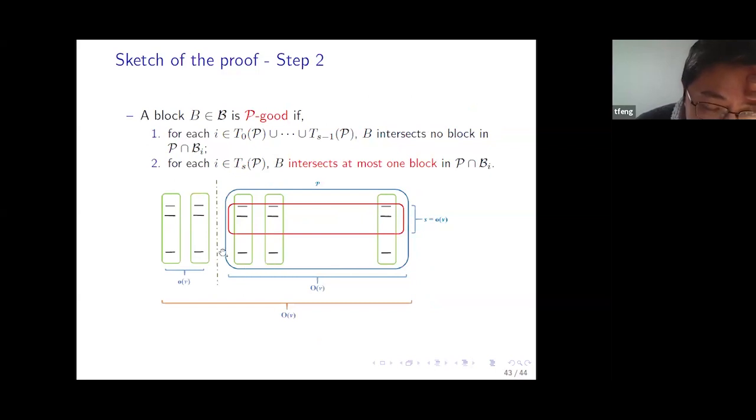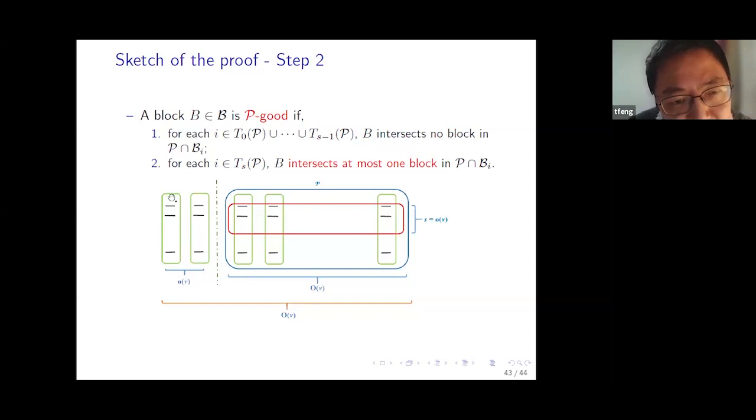After the first step, we can construct a picture like this. In the left part, the size is big O(v), and in each base block there are S disjoint blocks. And in the left part, we take nothing base blocks, and the number of the left part is small o(v). And we can show that we have many good enough blocks. We can give the definition of good.